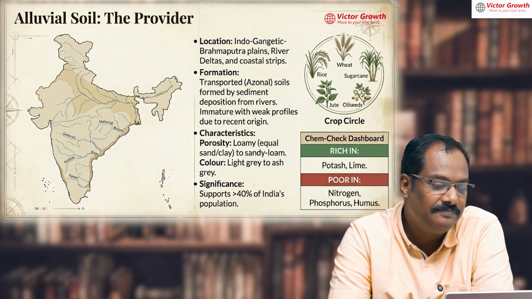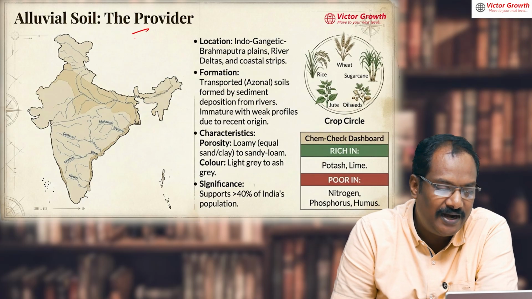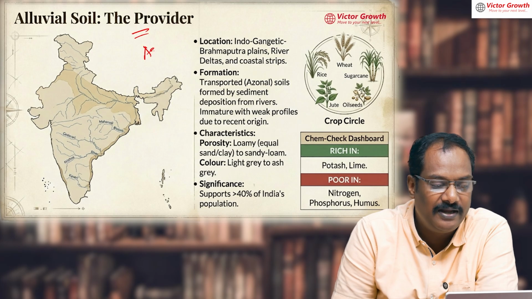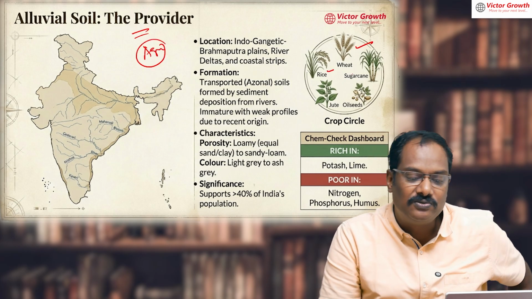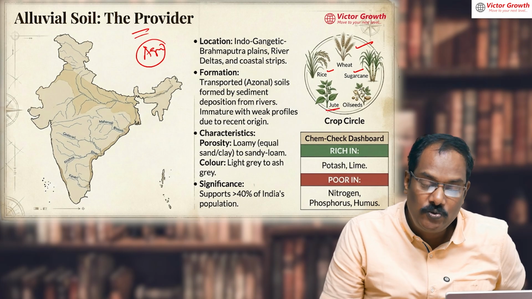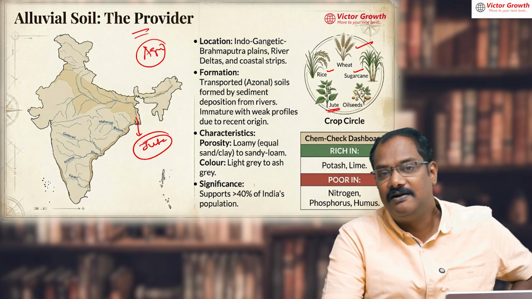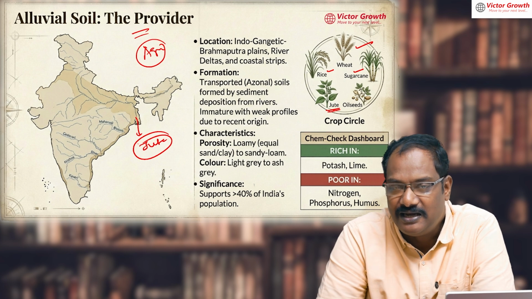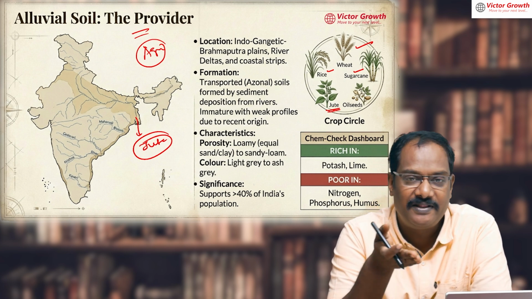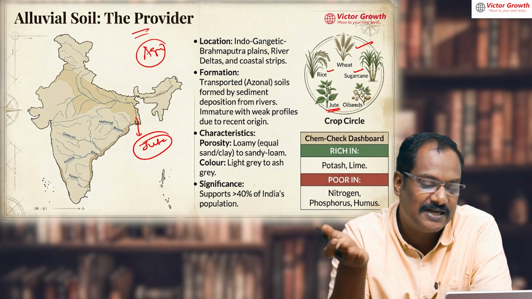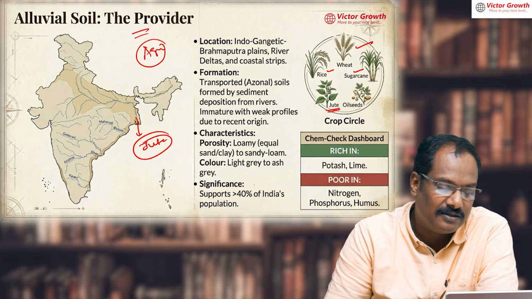Okay, let's start with the alluvial soil. Alluvial soil is known as the provider because it is important for agricultural activity. Mainly wheat is cultivated, rice also, sugarcane also. Jute is cultivated mainly here only. Jute is in West Bengal, some parts of Odisha and Assam. Please write down: jute is not produced in West Uttar Pradesh. It is found in West Bengal, Odisha and Assam only. But in other places, wheat is a very important crop.